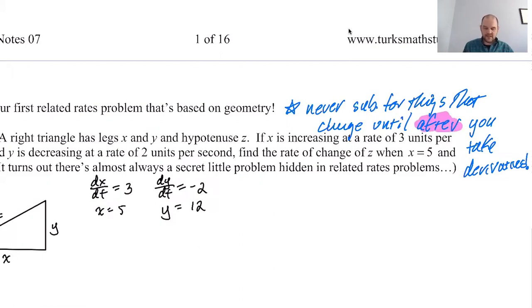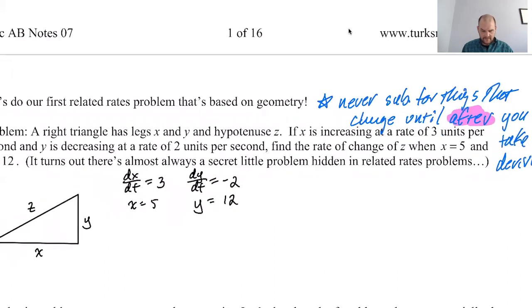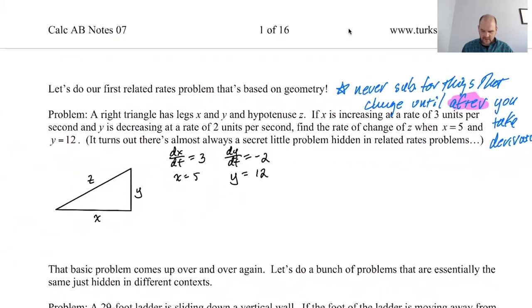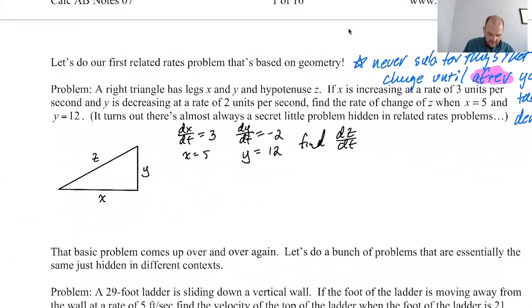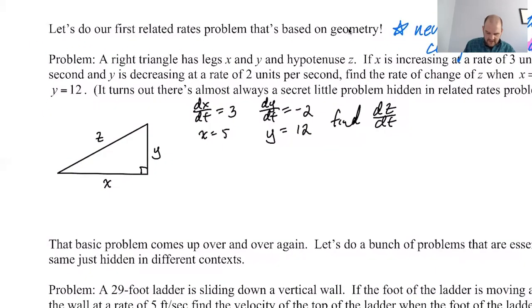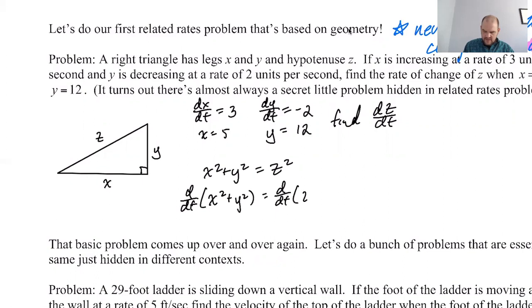So what I want to do is come up with a formula that relates these things. We're looking for dz/dt. So find dz/dt. Now, what relates these things? Well, this is a right triangle. I don't usually label the right angle, but I probably should. So I know that x squared plus y squared is equal to z squared. Now, what are we going to do? Everything changes with respect to time. So let's take the derivative of this with respect to time: d/dt of x squared plus y squared is d/dt of z squared.